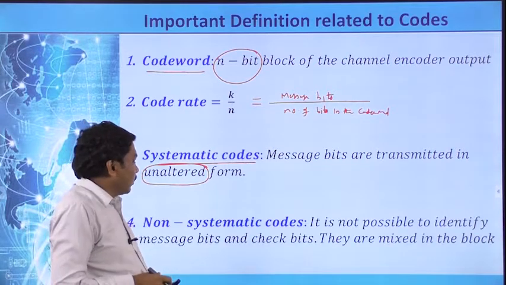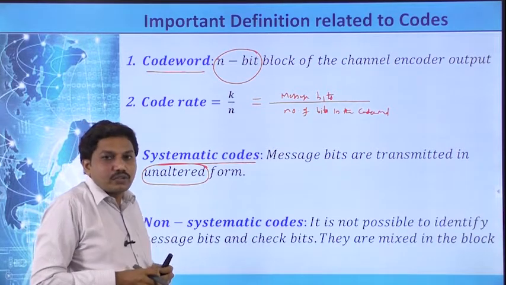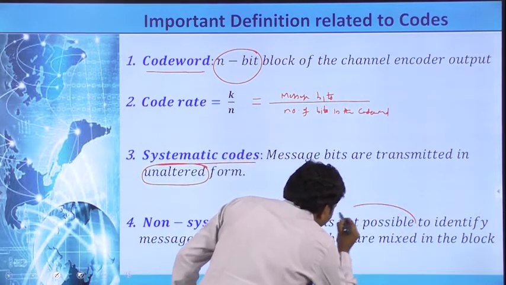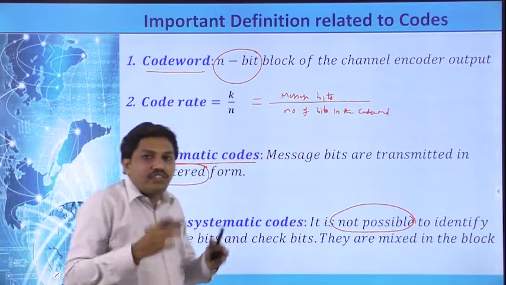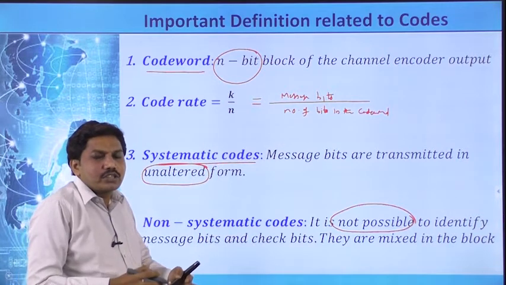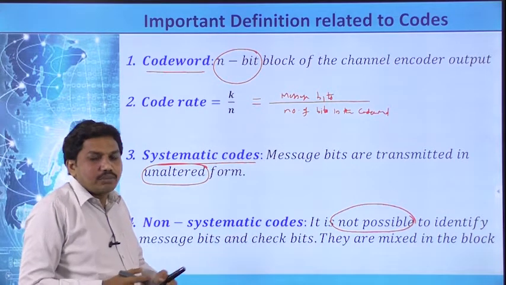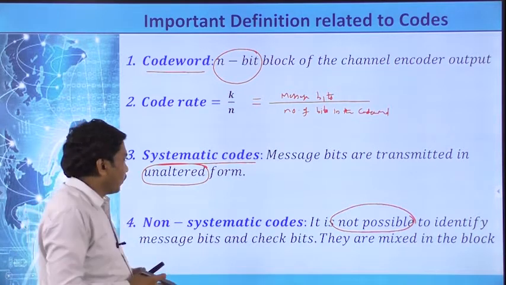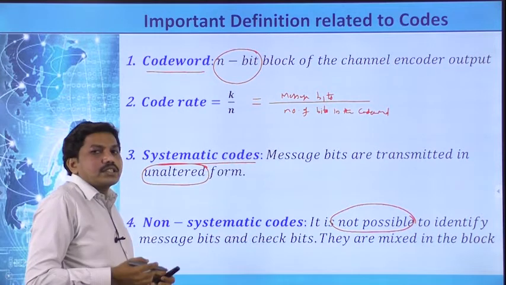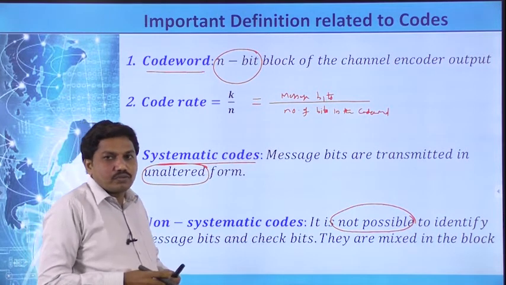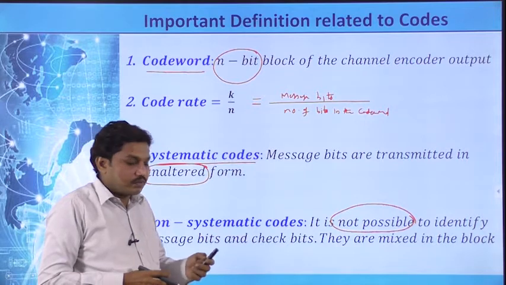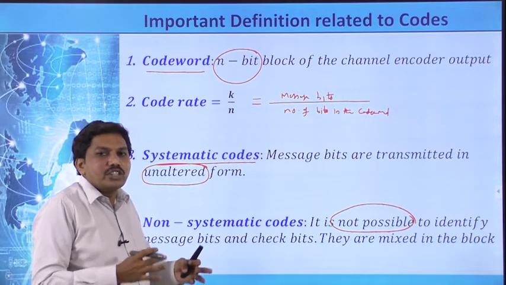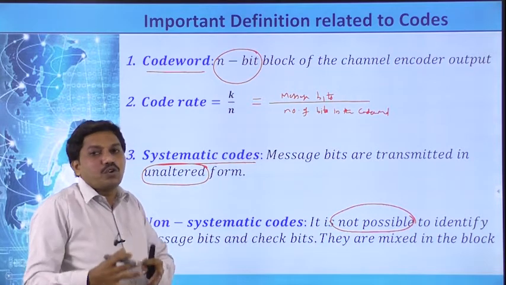Fourth definition is non-systematic codes. It means it is not possible to identify which are the message bits and which are the check bits. That means the message bits are mixed in the code word. Right? So that is non-systematic codes. It is very difficult to identify the message bits and check bits in the code word.